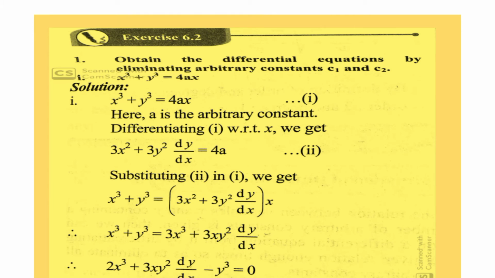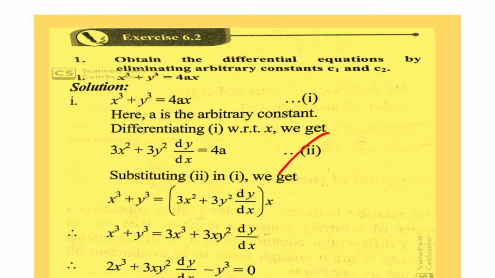Now 6.2, obtain the differential equation by eliminating arbitrary constants C1 and C2. Now here the equation is given, we have to obtain the differential equation by eliminating the arbitrary constant. In the equation arbitrary constants are present, we have to eliminate them and then find the differential equation, that is in the form of dy upon dx.